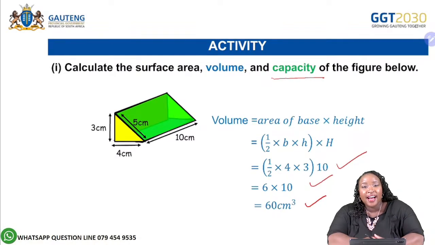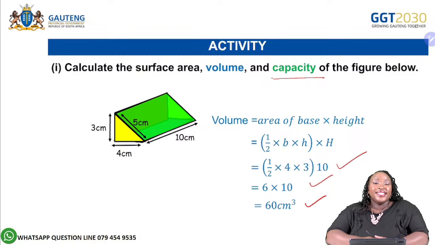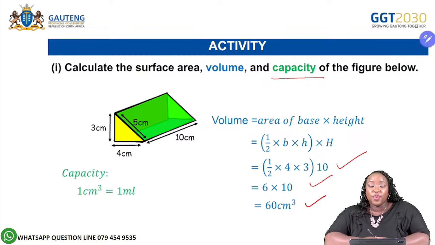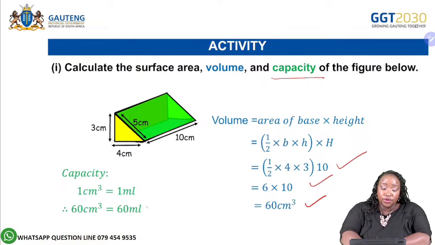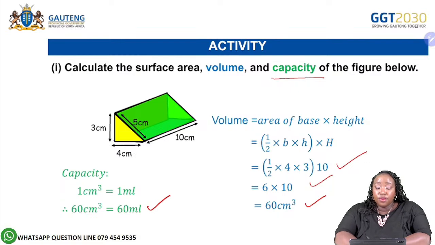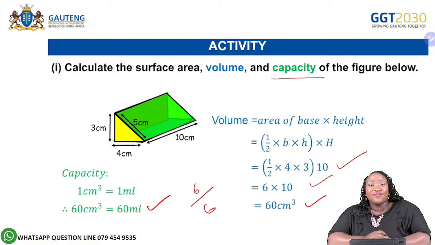Okay, do you guys have the capacity? All right, let's see if you still remember that 1 centimeter cubed will give you 1 milliliter. So that simply means that you needed to use your volume, which is 60 centimeters cubed, and convert that to milliliters. So you should have 60 milliliters. Do you have that? If you do, well done. So for the purposes of this question, it's out of 6. Well done if you got all 6 marks correct.